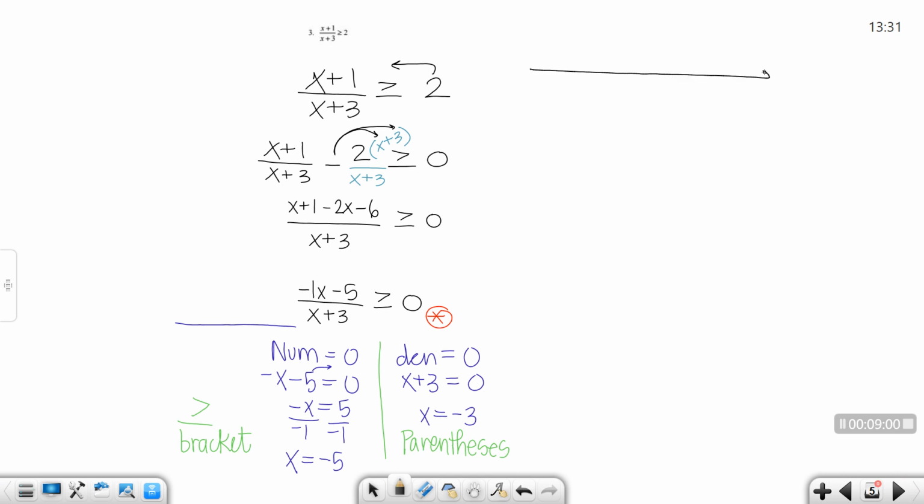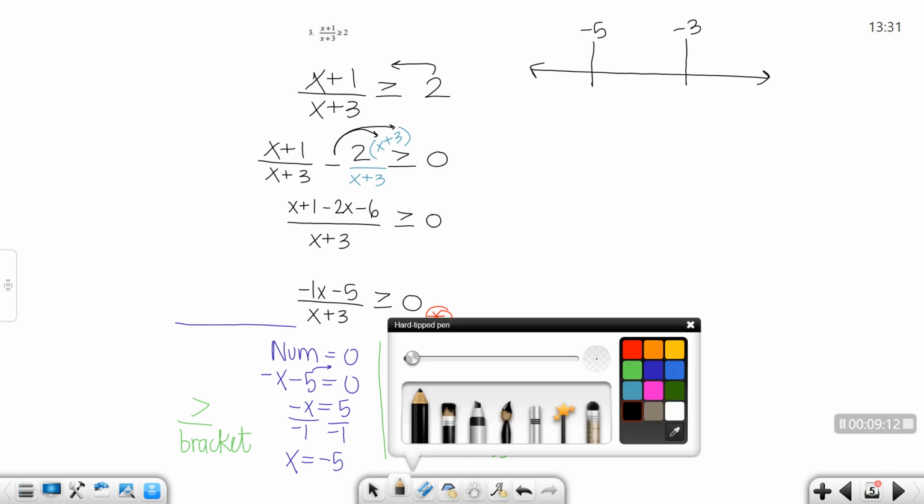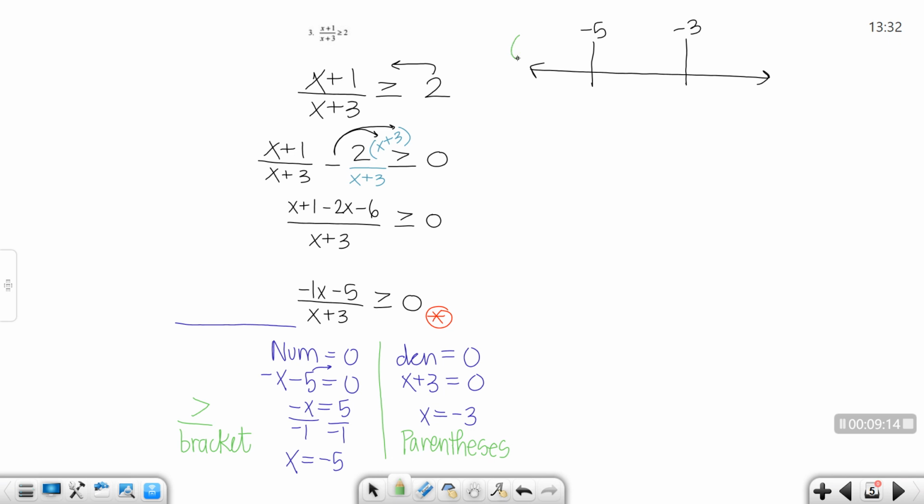Okay, let's put these numbers on the number line, dividing the number line into intervals. Make sure you put them in numerical order. So your -5 would come first, and your -3 would come second. -5 takes a bracket. -3 takes parentheses.